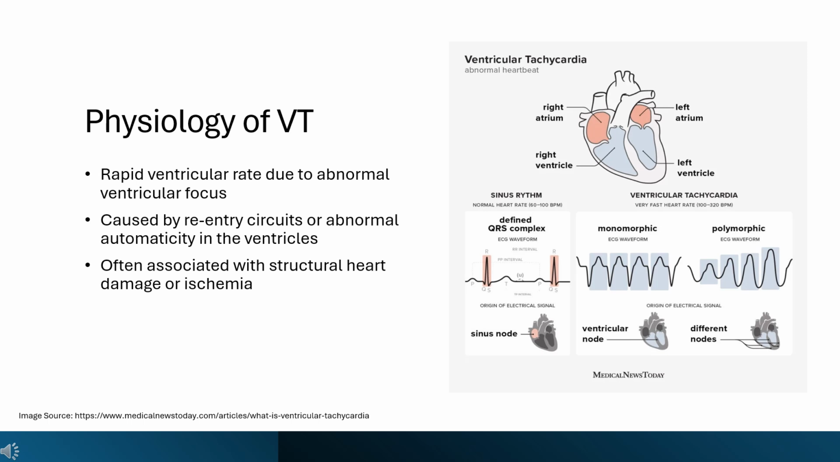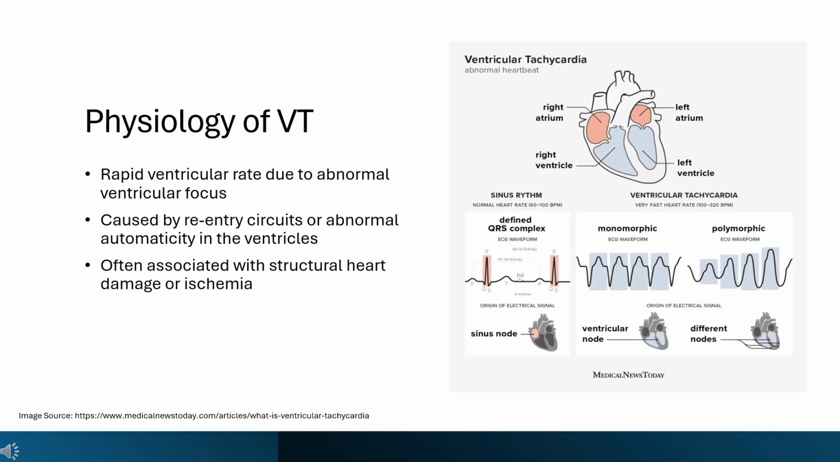This structural alteration can promote the development of re-entry circuits and increase the likelihood of abnormal automaticity. Acute or chronic ischemia, which is a reduced blood flow to the heart muscle, can lead to electrical instability in the ventricles.